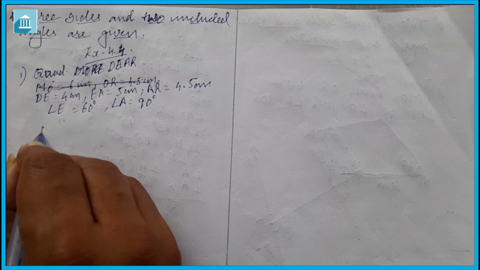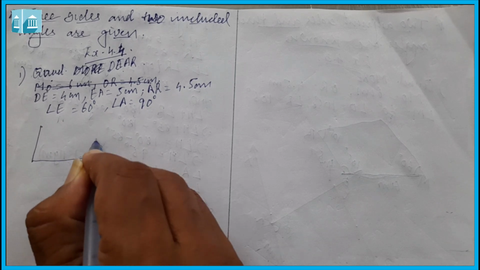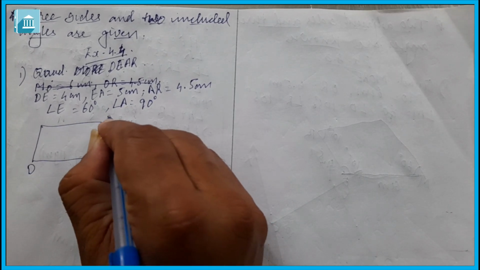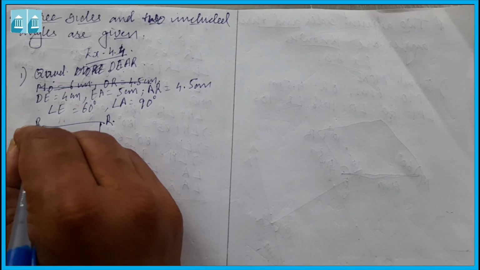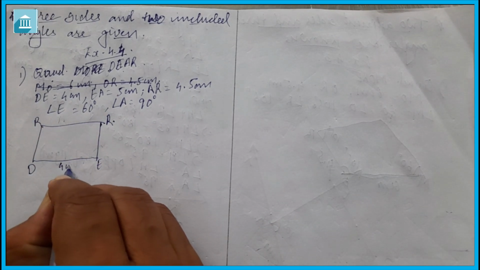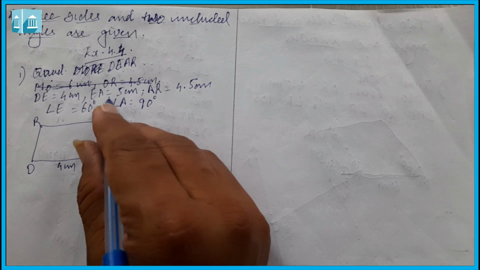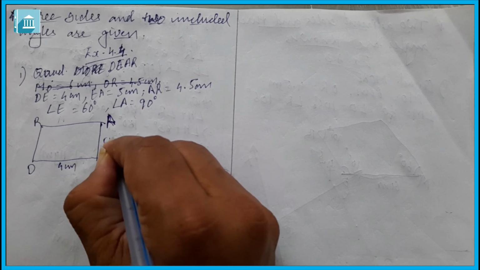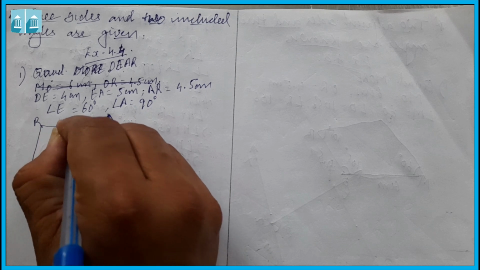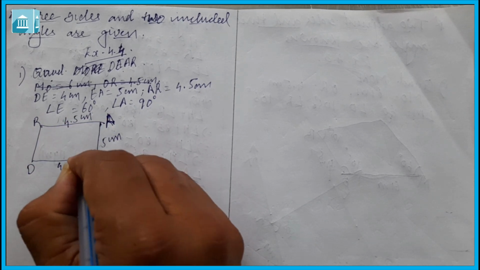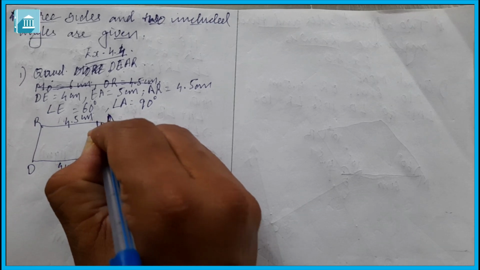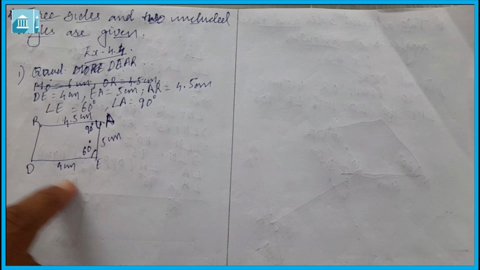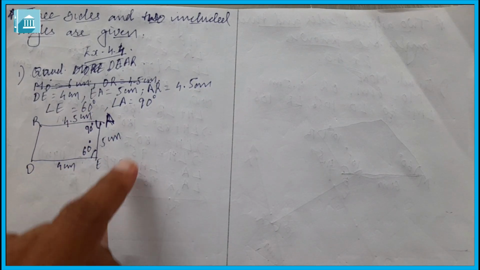Let us draw one rough figure. Suppose rough figure DEAR, where DE is given 4 centimeter, then EA is given 5 centimeter, AR is given 4.5 centimeter, angle E is given 60 degree, and angle A is given 90 degree. These two angles are given, included angles. ये तीनों साइड के अंदर एंगल होंगे वही दिया हुआ है, और हमें दिया है 3 साइड.